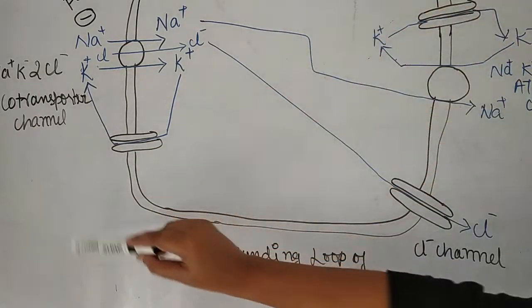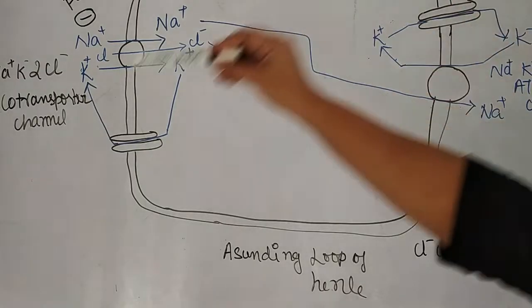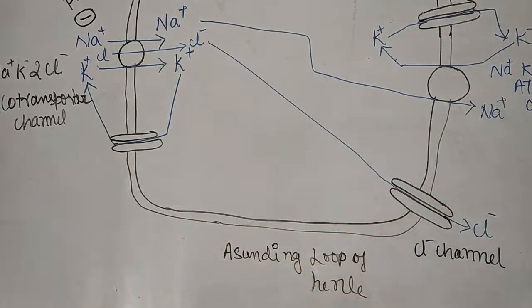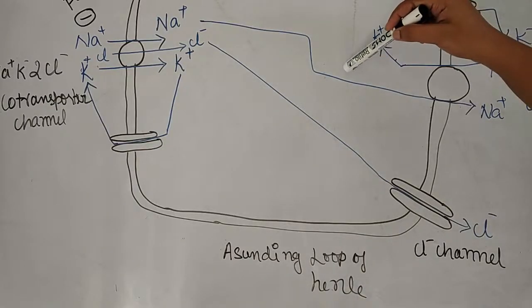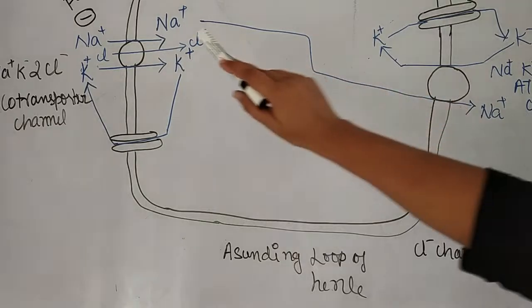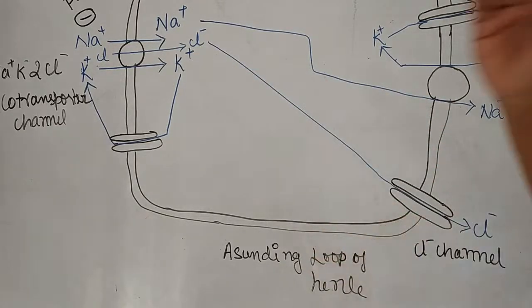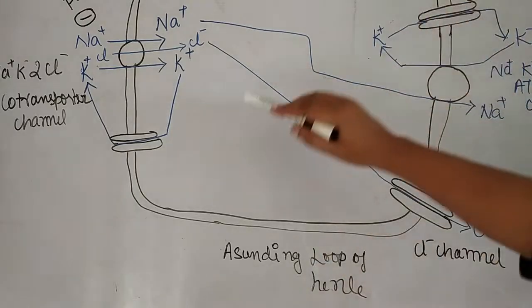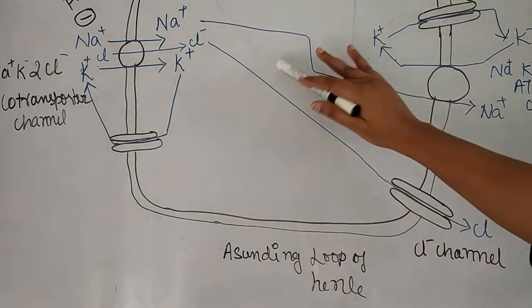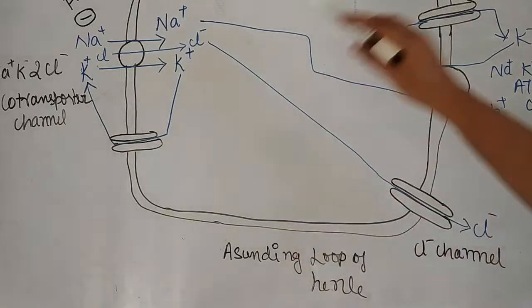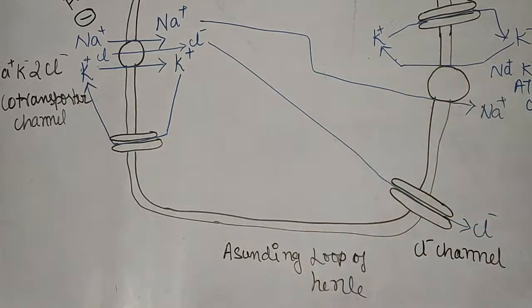So the ions which go outside will get washed out with urine, and the ones which get reabsorbed will enter inside the body. Suppose potassium ion or sodium chloride ion enters the nephron loop of Henle, then they will be reabsorbed. Once the reabsorption takes place, they enter the body. So if the reabsorption of all these ions is prevented, then they will be excreted out in the urine.